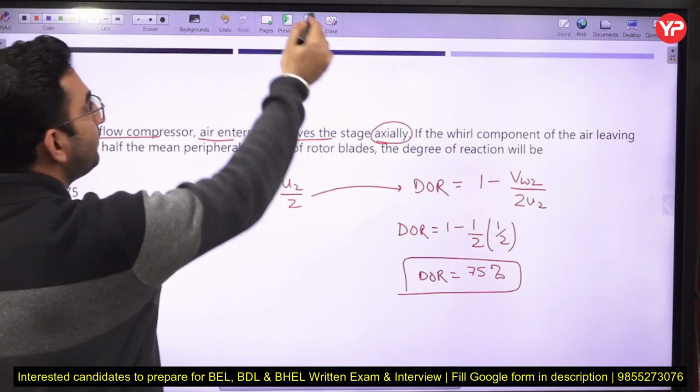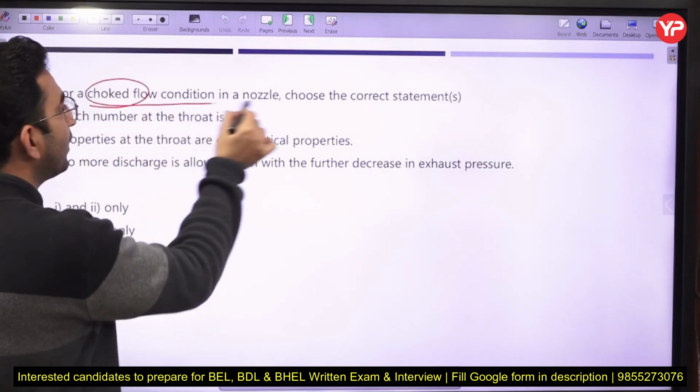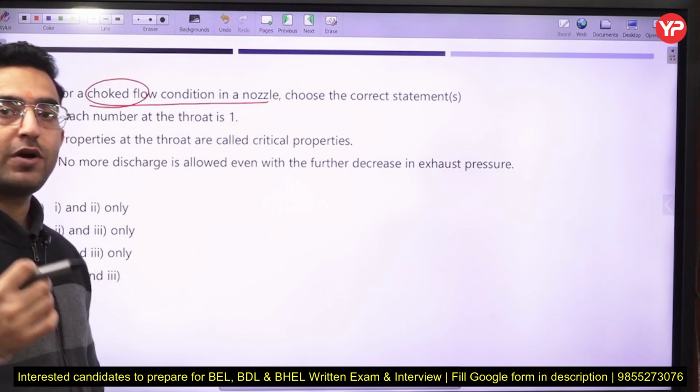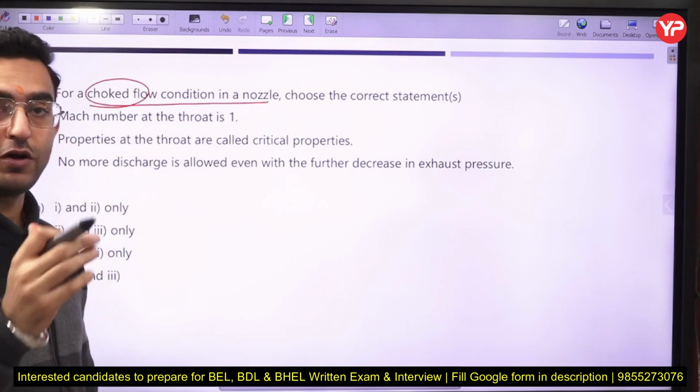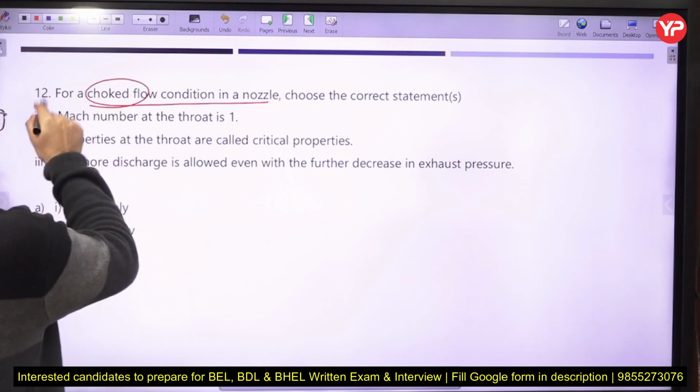The next part, for a choked condition in a nozzle, choose the correct statement. See, now what is the meaning of choked flow here? Choked flow means the Mach number has reached equal to 1 here, and the corresponding mass flow rate is going to be maximum here. Okay, so here we can see the Mach number at the throat is 1, that is correct here.